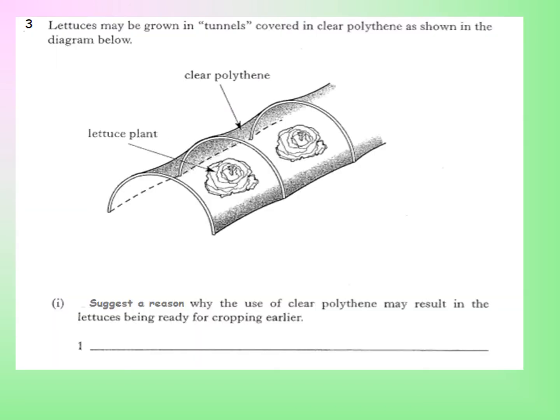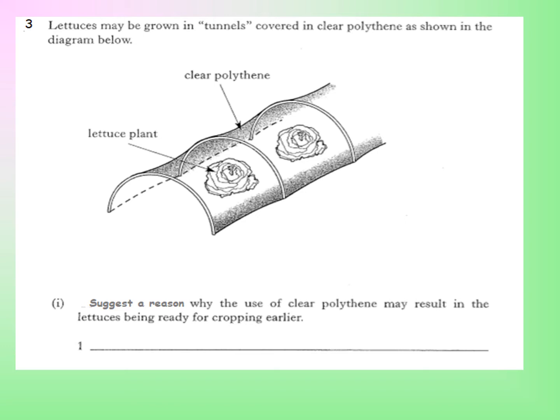Lettuces may be grown in tunnels covered in green polythene as shown in the diagram below. Suggest a reason why the use of clear polythene may result in the lettuces being ready for cropping earlier. So again, we know that you need carbon dioxide, you need a nice warm temperature, and you need water and light for photosynthesis to happen. So what we're saying is, how is this helping? How is this helping grow the lettuces, carry out photosynthesis?